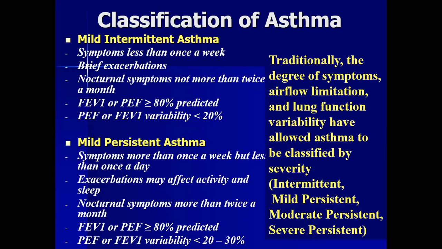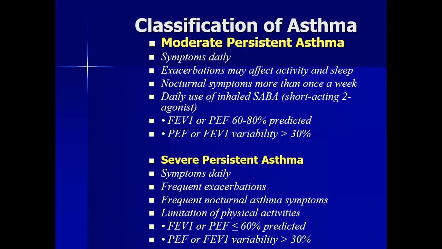Mild persistent asthma: symptoms more than once a week but less than once a day. Exacerbations may affect activity and sleep. Nocturnal symptoms more than twice a month. Peak flow meter change less than 18%. And during 1 second, variability 20 to 30%.